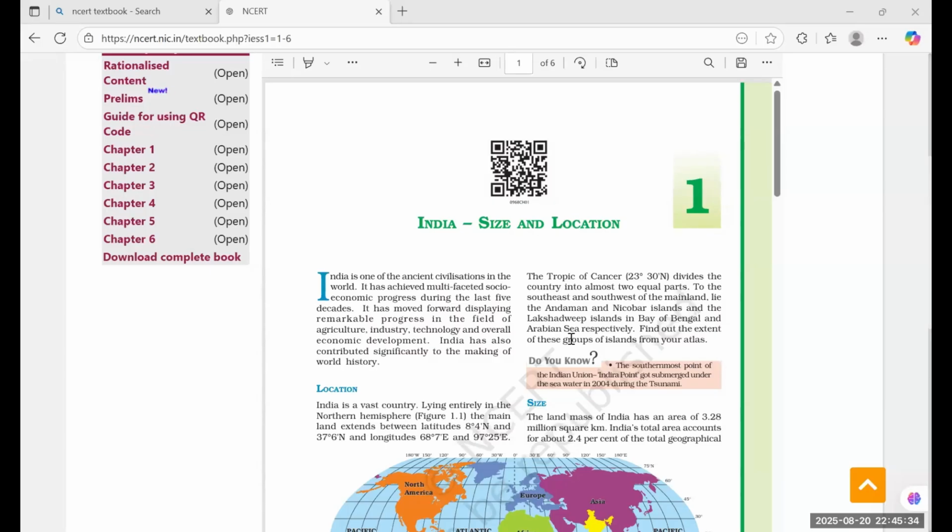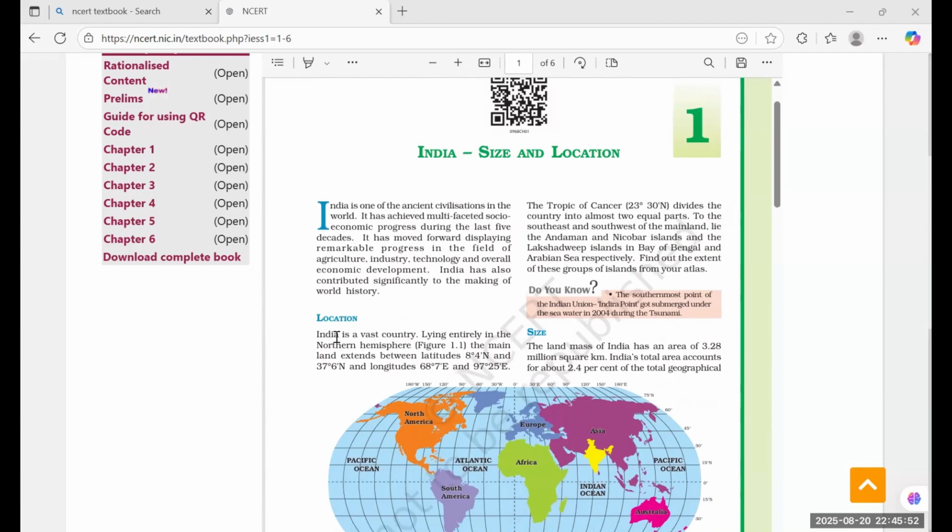Hello. So here we are with the class 9th chapter, that is Size and Location. Children, now it is time to gear up for your exams. So here we are with the chapter and explanation which is going to help you in a proper revision.